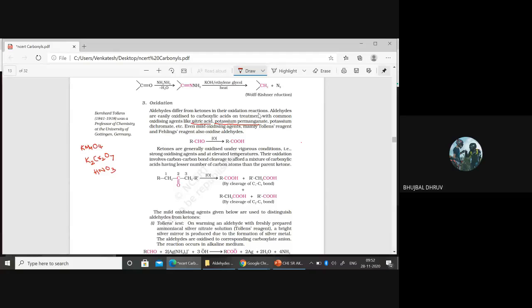Yes, sir. Now these are the oxidizing agents. These are very, very strong oxidizing agents. Now, if you use these strong oxidizing agents, aldehydes are directly converted into carboxylic acids.